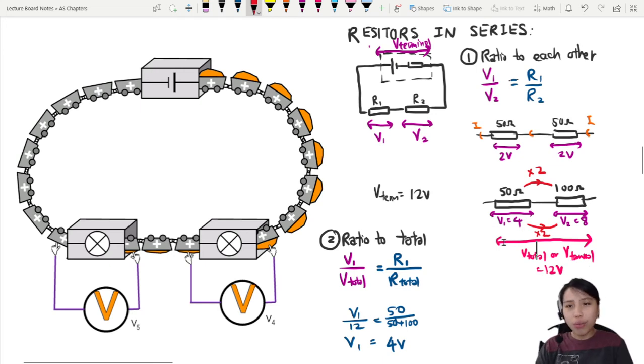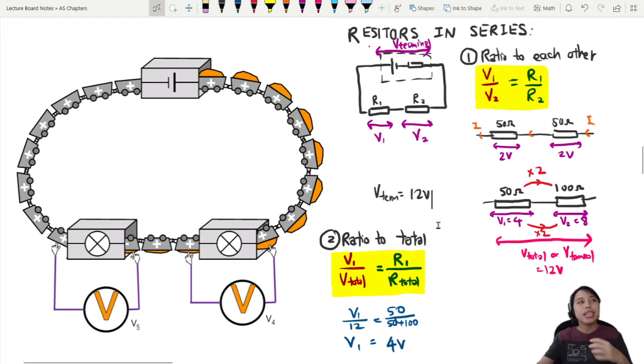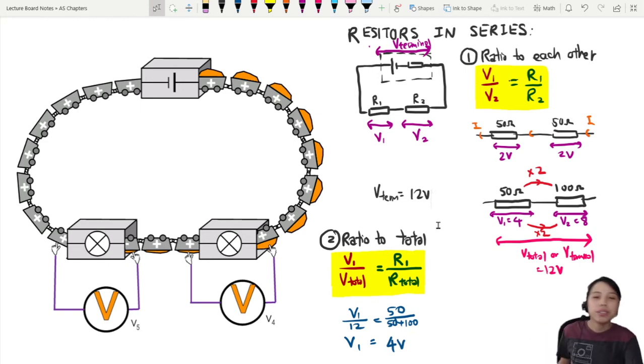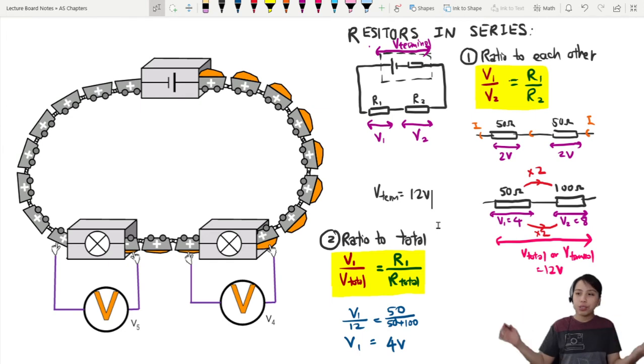That's the whole idea of what it means to share the energy with everyone in the same chain. And those two are the formulas generally to tell you how you can divide up the potential. It's called potential divider. We'll see more about this in the future section, don't worry. Now the question is, so that means we can calculate the volts across any of these components.